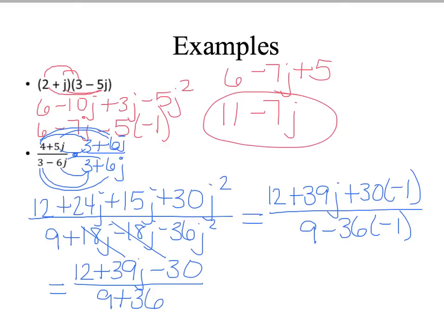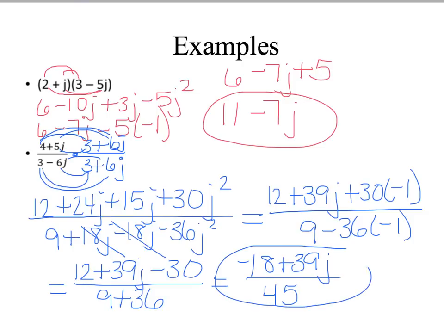12 minus 30 is negative 18, so negative 18 plus 39j, and 9 plus 36 is 45. And you can leave it like that. If you see something that will simplify, you can simplify it, but if you leave it like that, I'm fine with that as well.